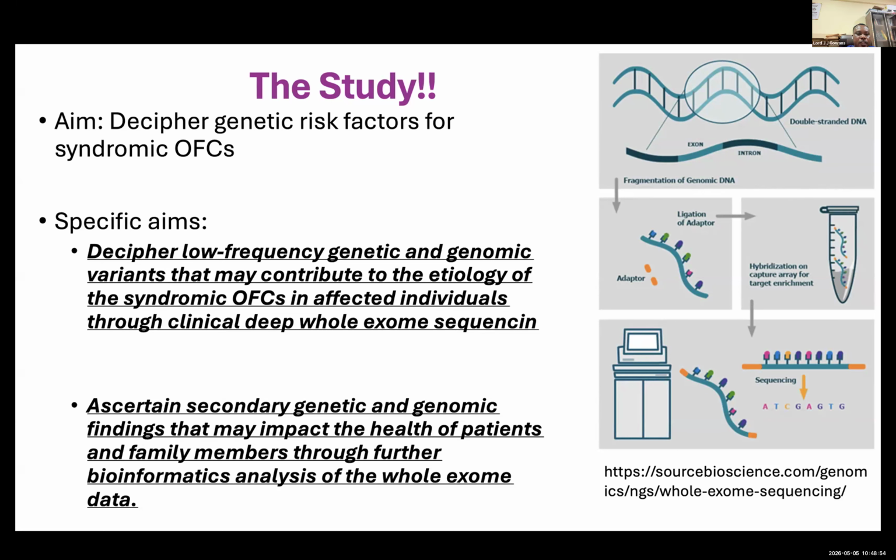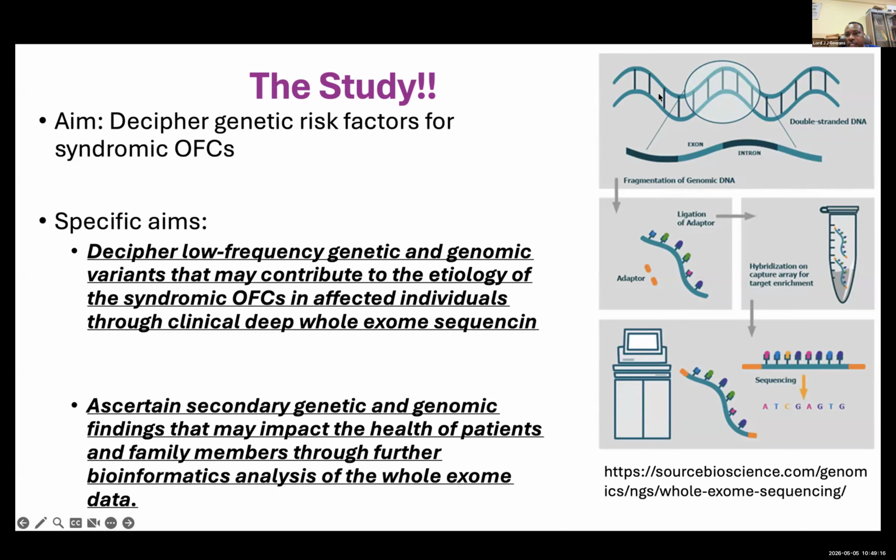So the aim of this study was to do a preliminary study, pick up about 40 of such families, and undertake whole-exome sequencing. And that will help us to decipher coding variants that may underlie the etiology of this, and also look at secondary findings.